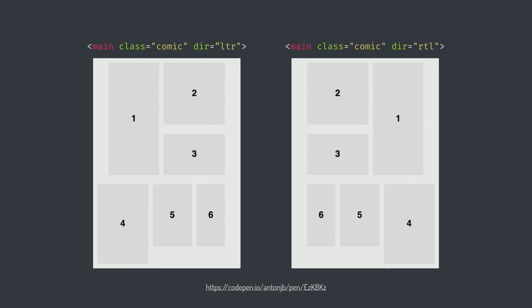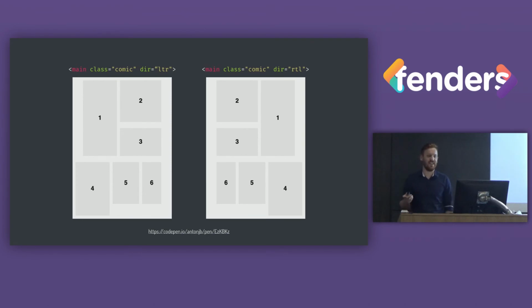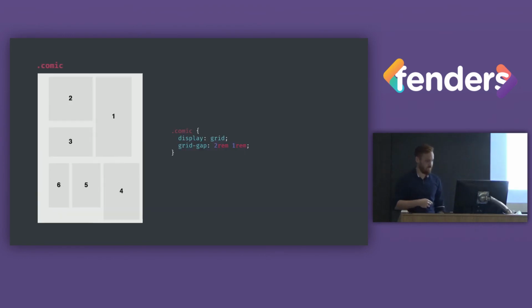So on my right is the traditional version, left to right. We see the panels 1, 2, 3, 4, 5, 6 in the order that we do. All we have to do in this case is add direction right to left, and everything flips for us. So comics, Grid takes care of it for us. So it's a great addition to that.